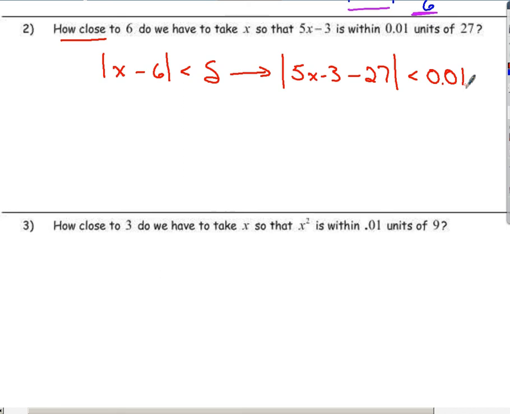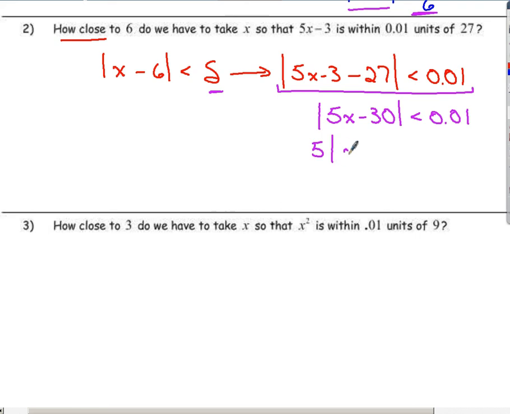So the key is getting the setup right. Once you get the setup right, we work off of this part. We do some simplifying, some factoring. Ultimately, in the end, we get an answer we can compare back for our delta right here. So if I collect like terms, I get the absolute value of 5x minus 30, all of that less than 0.01. I notice the greatest common factor of 5, which I can take out. 5 pops out. You got the absolute value of x minus 6 left, less than that 0.01.